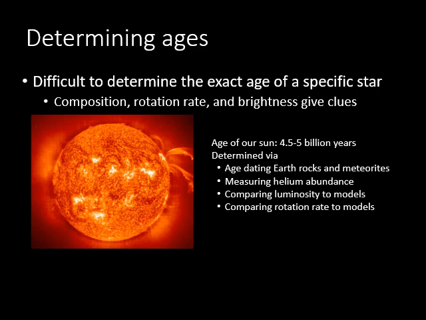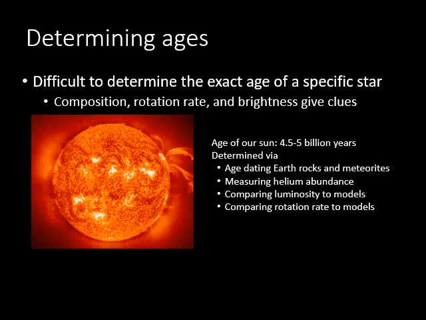It's actually very difficult to pick out a single random star and try and figure out how old it is. We can use some clues like its composition, its rotation rate, or its brightness, but we're not going to get a very precise value. We might be able to get an estimate within a few billion years, but usually we want to be more precise than that.